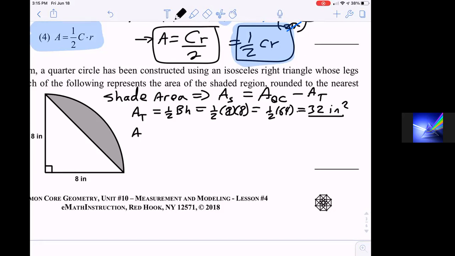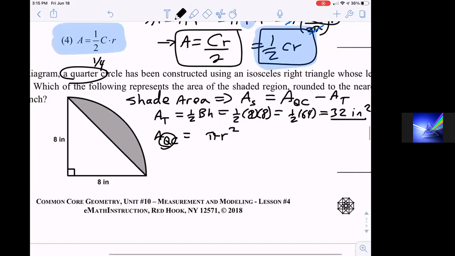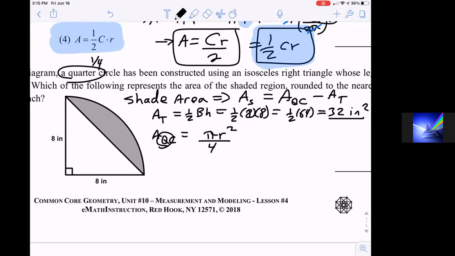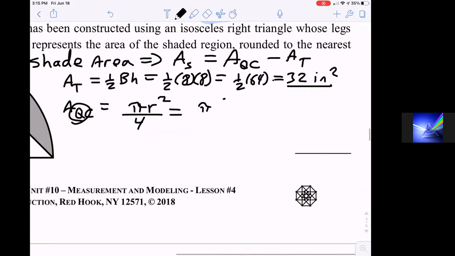The area of the quarter circle. Now, a quarter circle is 1/4 of a circle. Now, the area of a circle is pi r squared. So the quarter circle is 1/4 of a circle, so you're going to take pi r squared divided by 4. Well, it turns out that this base of the triangle is actually the radius of the circle. If you swept it out, you can see that. This is actually the radius of the circle. So we would go pi times 8 squared over 4.